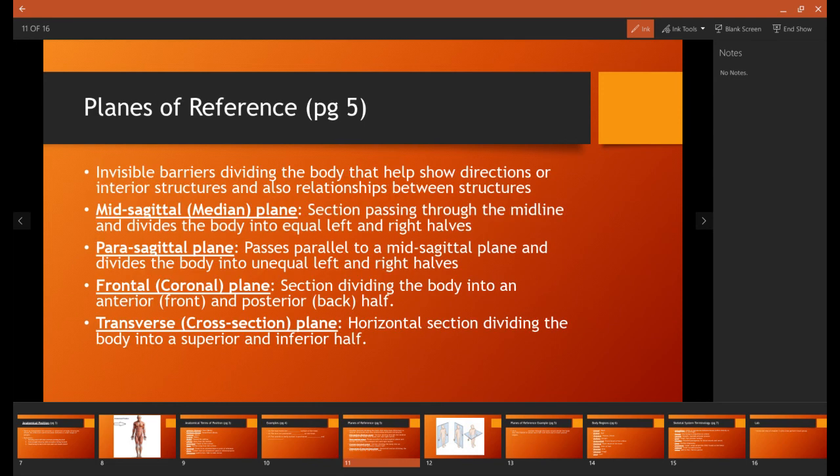Talking about planes of reference next, these are invisible barriers or lines that are going to cut the body and divide it into different halves, and it's going to help us figure out how different structures are positioned in their relationship between two or more structures. The first one is the mid-sagittal or median plane, which is going to go right through that midline, and it's going to divide the body into an equal left and right half.